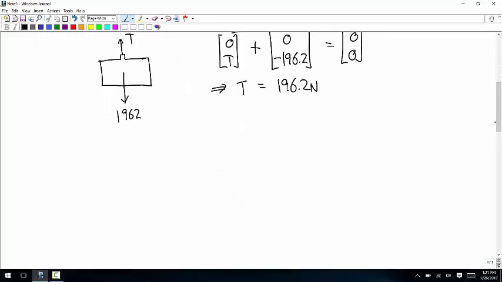Is that supposed to be a decimal thing? Yes. No, yes, you are correct. There is not 1962, it's 196.2.